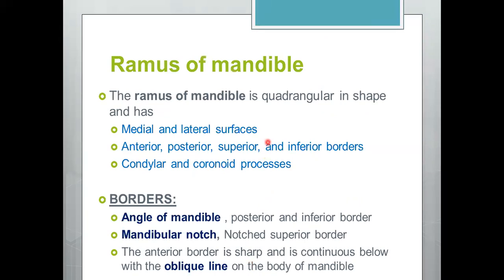The ramus of the mandible is quadrangular in shape and has medial and lateral surfaces, anterior, posterior, superior and inferior borders, and condylar and coronoid processes. The borders are the angle of the mandible and the posterior inferior border. The mandibular notch is the notch on the superior border. The anterior border is sharp and is continuous below with the oblique line on the body of the mandible.